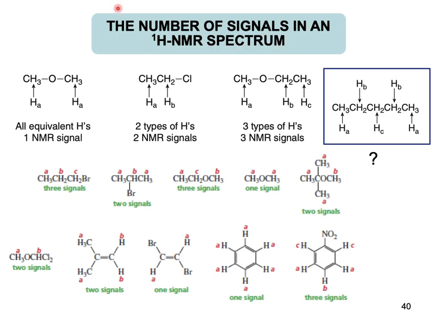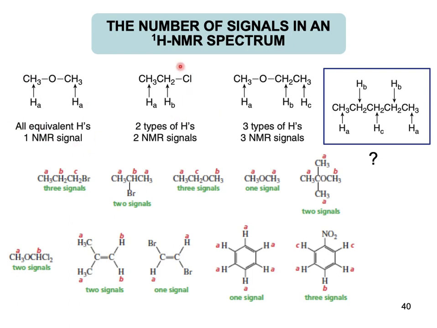So now we will see some examples of how many signals are generally produced by NMR in these types of compounds. For example, in this molecule, which is dimethyl ether, we can get only one NMR signal, because this methyl and this methyl have the same chemical environment. They are the same protons, because both are attached to oxygen. So all the protons are equivalent. That's why we observe one NMR signal.